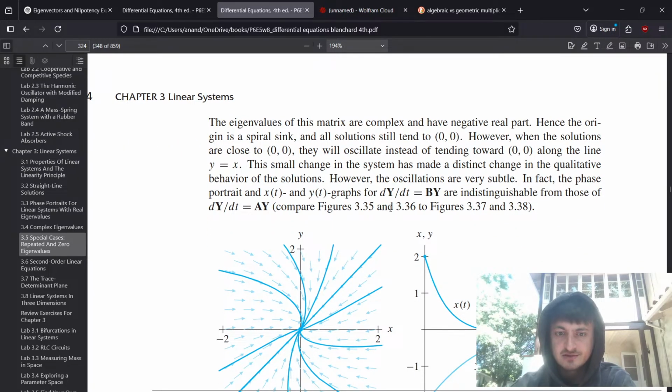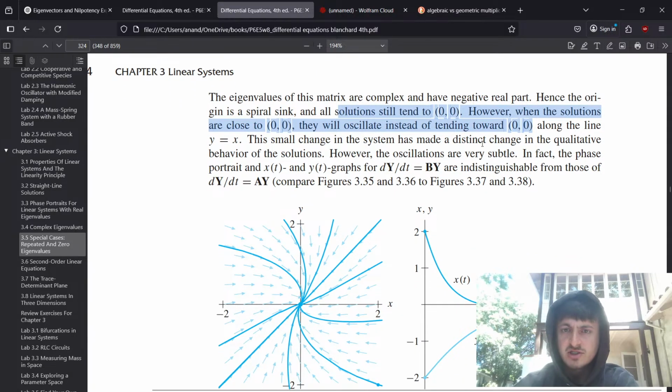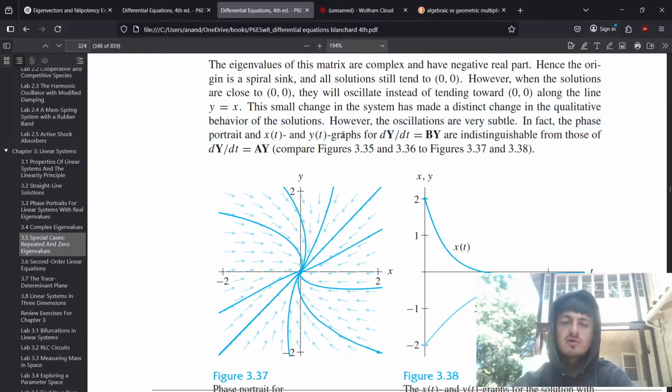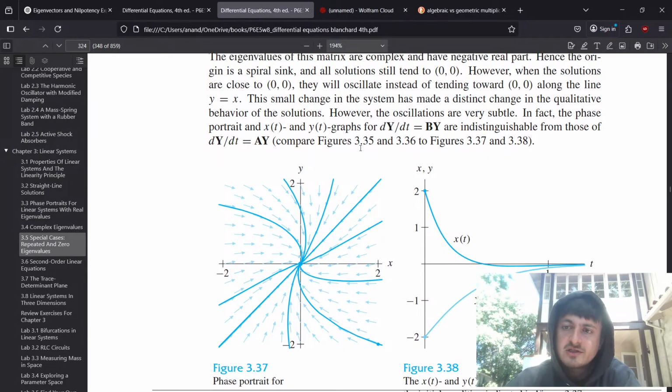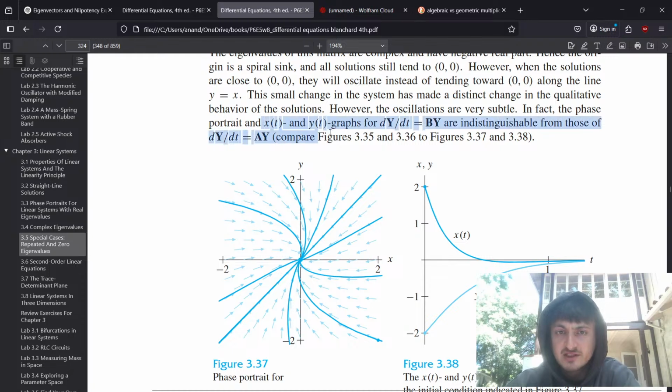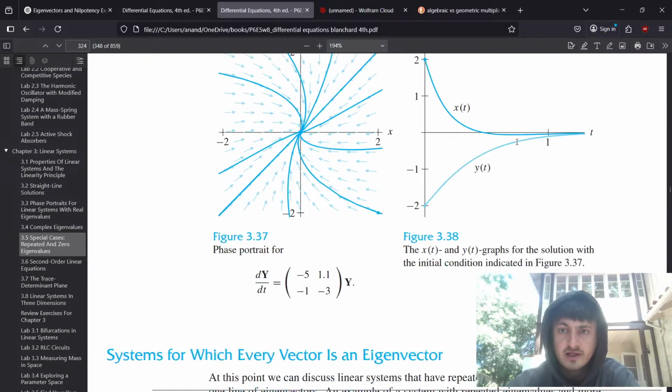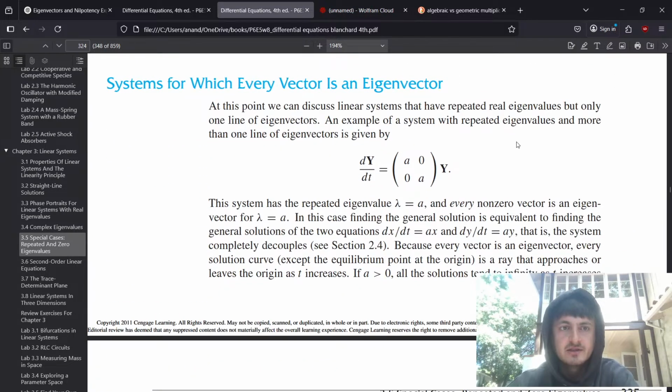All solutions still tend to (0, 0), but they will oscillate instead of tending to (0, 0) along the line y equals x. This small change in the system has made a distinct change in the qualitative behavior of the solutions. All right, so they're priming us for bifurcations. However, the oscillations are very subtle. In fact, the phase portraits of x and t look almost identical. Okay.